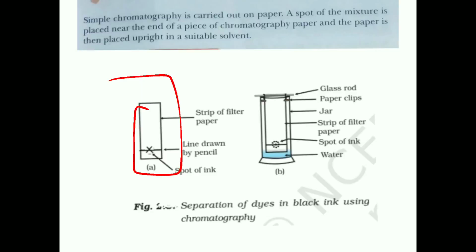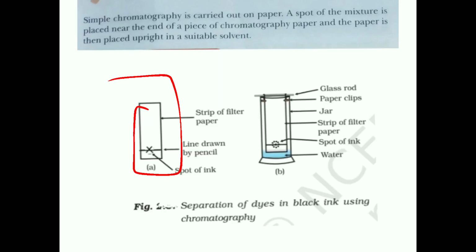for paper chromatography experiments. We will now describe the process of separation of dissolved solids from a solution by paper chromatography. First of all, I am going to give you an example by which you can easily understand. Black ink. Black ink is what? Black ink is a mixture of several colored substances or dyes, which can be separated by paper chromatography.